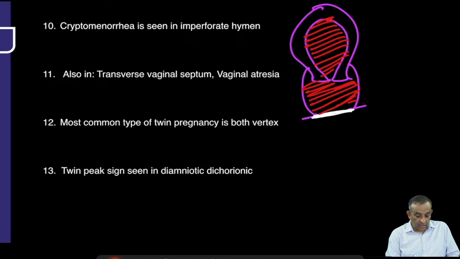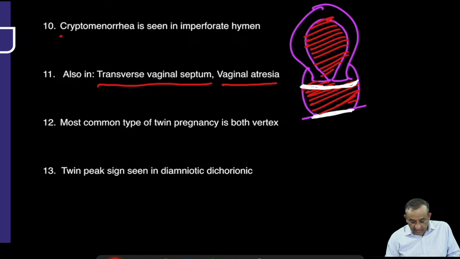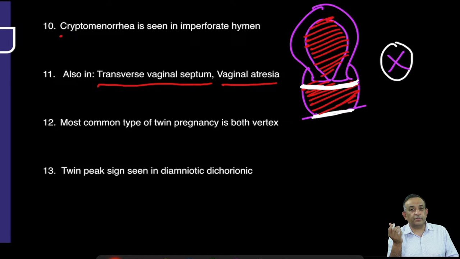It is also seen in transverse vaginal septum and vaginal atresia. Now the transverse vaginal septum will be much higher, somewhere here. So with transverse vaginal septum you'll see cryptomenorrhea, hidden periods, you'll see it in vaginal atresia, and you'll see it in imperforate hymen. Okay. Then treatment of an imperforate hymen. What is the treatment? If there's an imperforate hymen like this, you will make a cruciate incision. I think in the revision chapters, I showed you the video also of a cruciate incision.